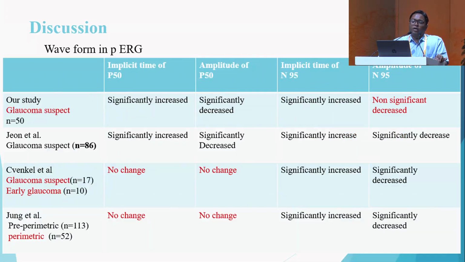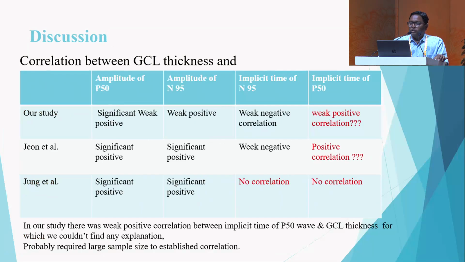Regarding the pattern ERG, for the P50 wave we found a significant decrease of amplitude and a significant increase of implicit time, similar to that reported by Jion et al., but Vanek et al. and Zhang et al. reported no changes between the suspect and control groups. Regarding the N95 wave, we found a non-significant decrease of amplitude and a significant increase of implicit time, similarly reported by Jion et al., Vanek et al. and Zhang et al.